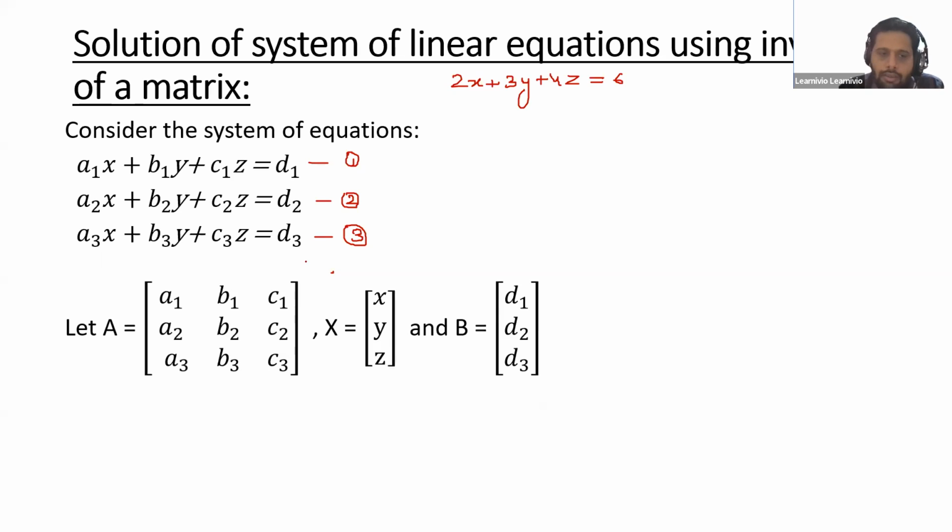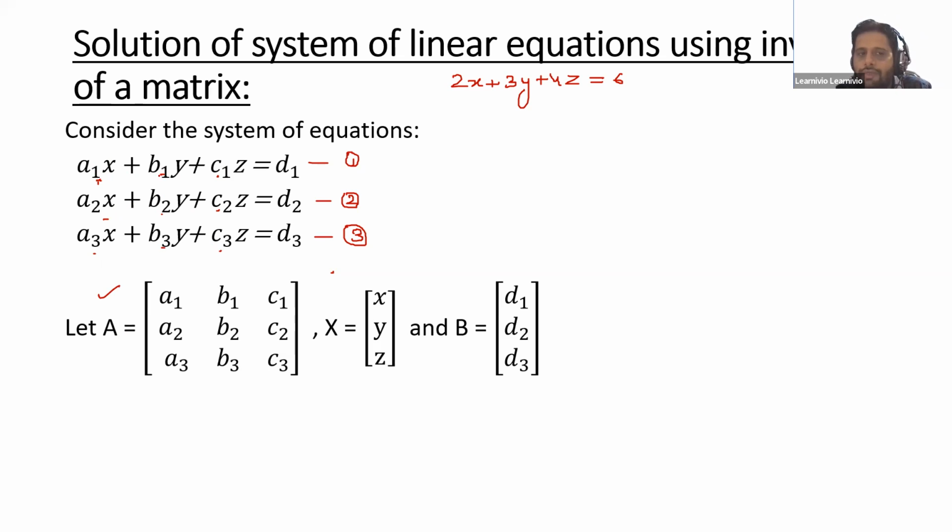Now, first of all, from these constants, we will form a matrix. Matrix A we will form by taking these coefficients, a1, b1, c1, a2, b2, c2, a3, b3, c3. So the matrix A will always be formed from these constants. And please do not disturb the sequence. Always take it in this sequence.